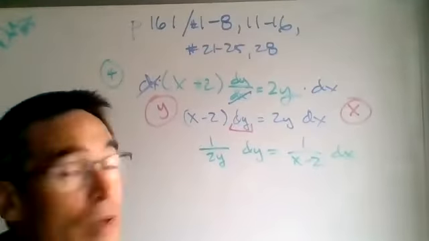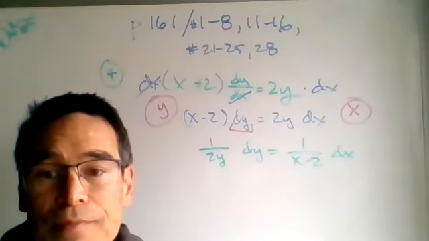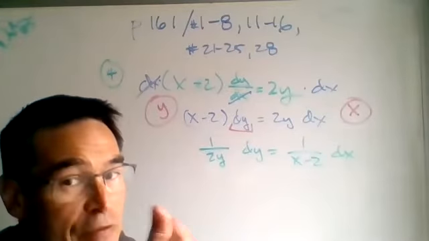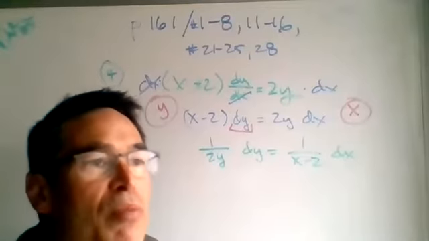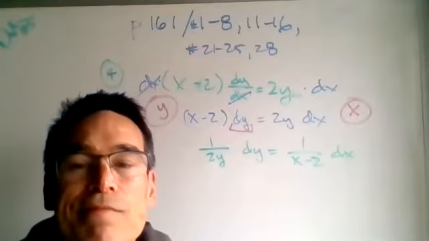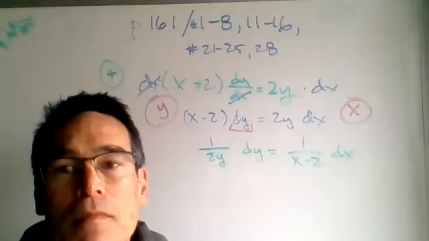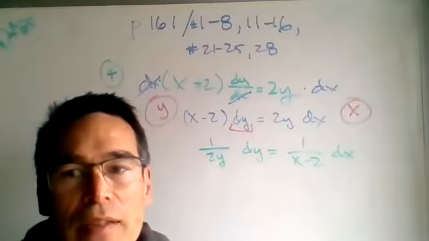Okay, so here I've separated the variables. Okay, and this is what you have to do first. You have to separate the variables. Tomorrow, when I give you the scoring guidelines, we're going to give you some.